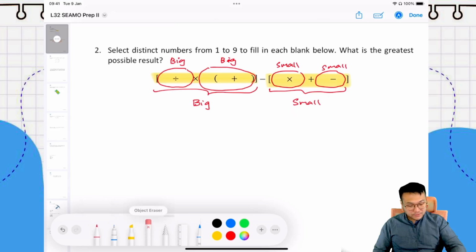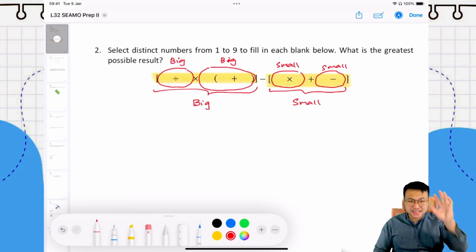So students, with this, I will give you 2 minutes. Can you all tell me what answer do you get, which is the largest possible answer? Type your answer in the chat, please.